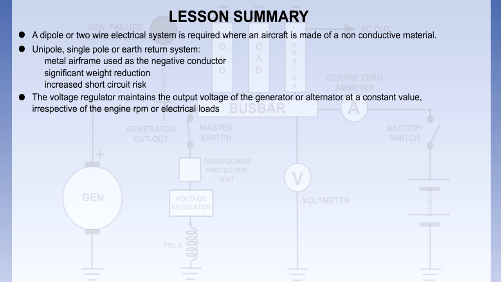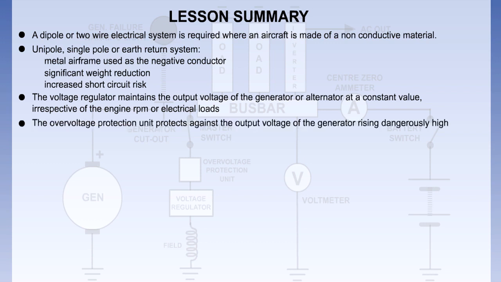The voltage regulator maintains the output voltage of the generator or alternator at a constant value, irrespective of the engine RPM or electrical loads. The overvoltage protection unit protects against the output voltage of the generator rising dangerously high. It is primarily protecting against voltage regulator failure.